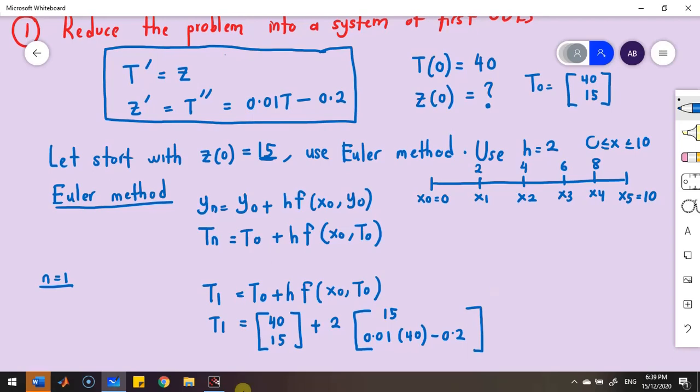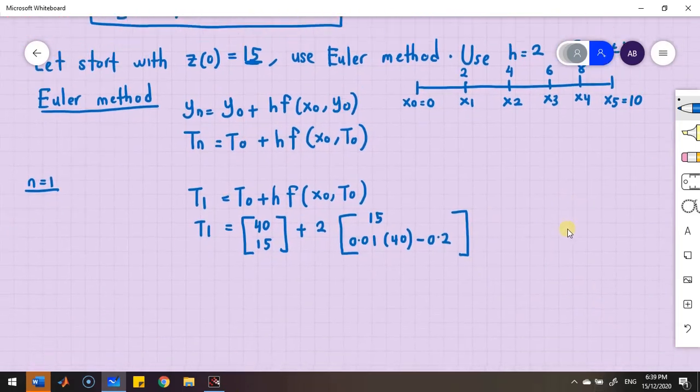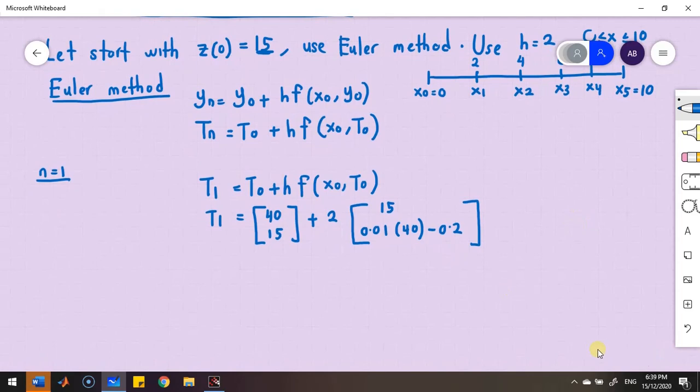Now you need to calculate this using a calculator. It is very quick. I've already done this earlier on, so I'm just going to write the answer. This will be 70 and 15.4. So what is x1? x1 will be x naught plus h, which is 0 plus 2, which is 2. We are not there yet. We need to go until x5, which is 10.